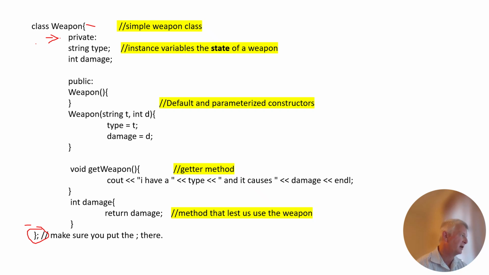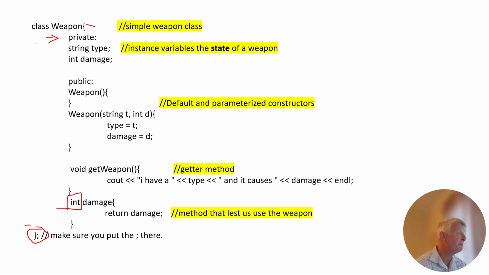And then I have my default constructor, which is just empty. And then I have my parameterized constructor. Notice it's the same name as my class, but there's no return value on it. When I make my weapons, I'm going to pass in type and damage, okay? And then I have a getter method, which just says I have a knife and it causes 5 damage. And then I have my damage. It returns an integer. So when my hero takes my weapon and hits a villain, I can change weapons and get more damage, right? I can start with a sword. I can move up to, I don't know, whatever, a large stick.